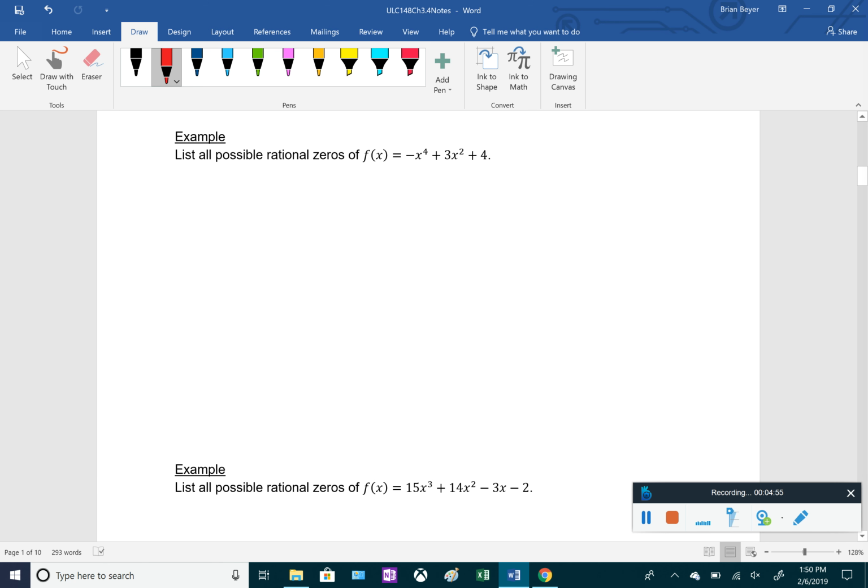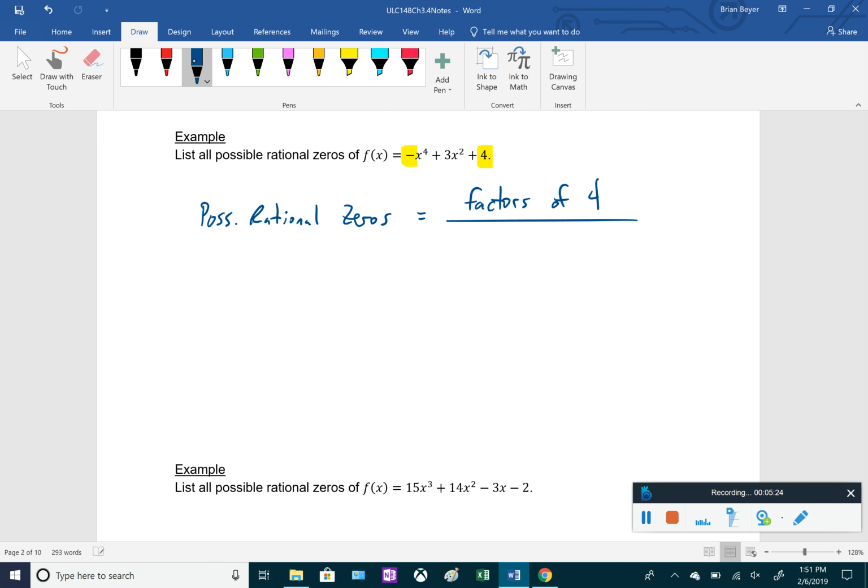Okay, let's do 2 more before we get into the other problems. So list all of the possible rational zeros for f of x, which is negative x to the fourth plus 3x squared plus 4. So it's going to be factors of the constant term, which is 4, divided by factors of the leading coefficient, which is negative 1. So this is going to be factors of 4 divided by factors of negative 1.